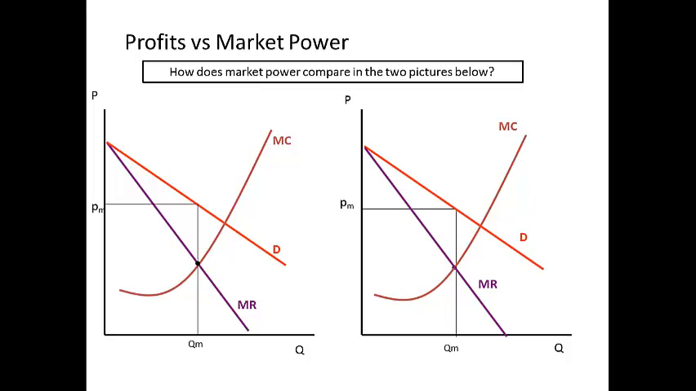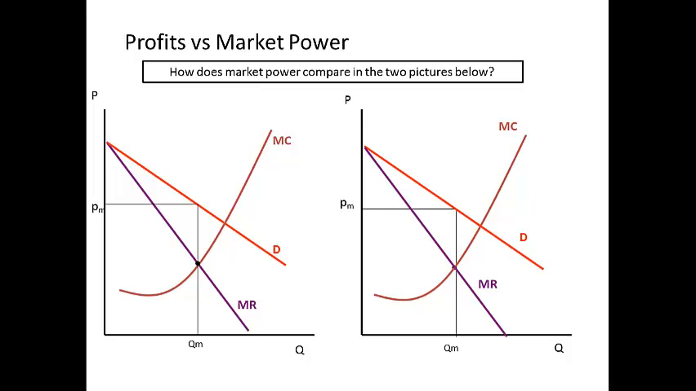We've been talking about market power. Now let's link this in with the idea of profit. Take a look at these two pictures below. They're meant to look identical. So when I ask the question, how does market power compare in the two pictures? We look at them and say, well, market power looks the same. The demands are the same. Therefore the elasticities of demand are the same. The markup of price over marginal cost at the monopoly price is the same. So market power is the same.